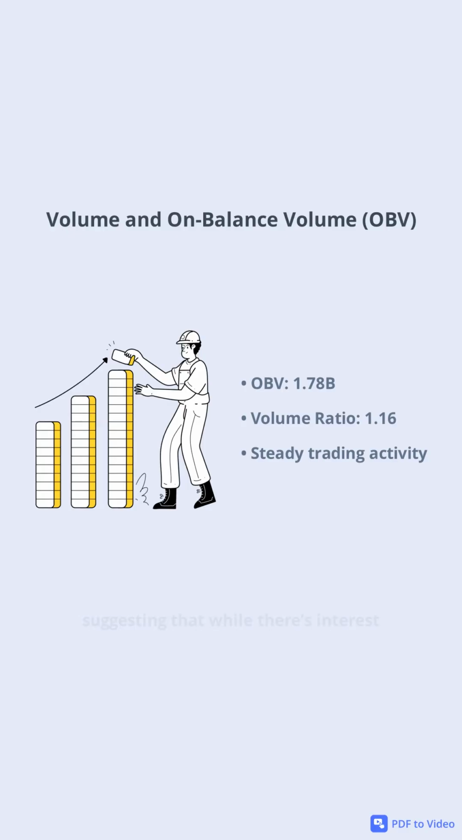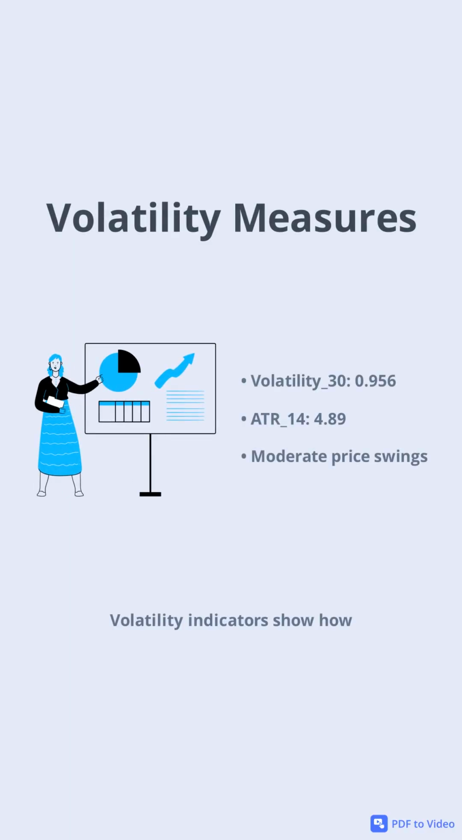However, volume acceleration is modest, suggesting that while there's interest, it's not surging. Volume trends can confirm or contradict price action, so it's important to monitor these metrics. Volatility indicators show how much Apple's price is fluctuating. The 30-day volatility is at 0.956, and the average true range (ATR) is 4.89.